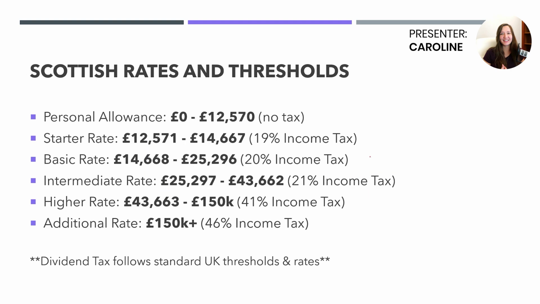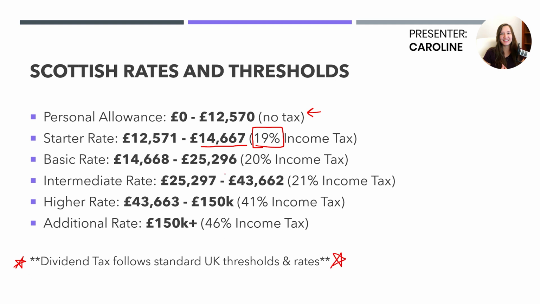Alright, and next up we've got Scottish rates and thresholds. So as you can see, there's quite a few more here going on. I will try to go through these quickly. So you get the same exact personal allowance with no tax up to that £12,570. And then you have a starter rate up to 14,700, let's call it, but it's a little bit less than that. 19% income tax on that. Just to note that dividends tax follows standard UK thresholds and rates.